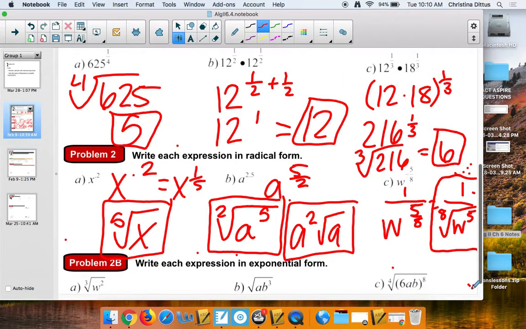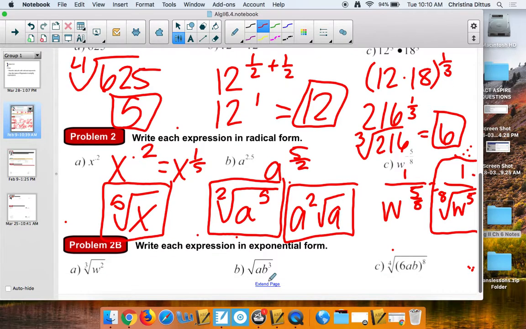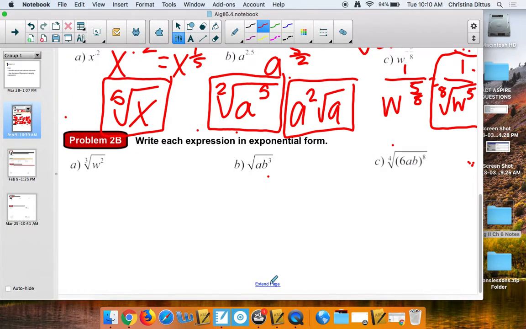Okay, going the other way, I want them in exponent form. So I'm going to turn my radical into exponent. First one, W 2/3. My index becomes my denominator of my exponent, w to the 2/3 power.